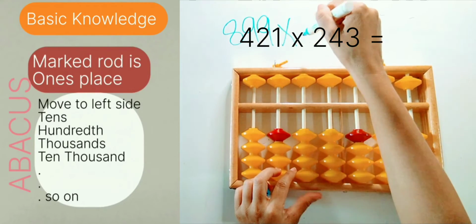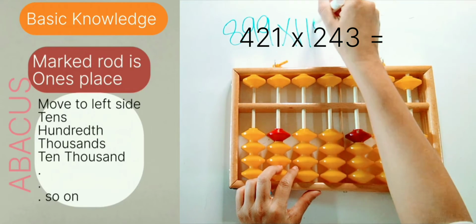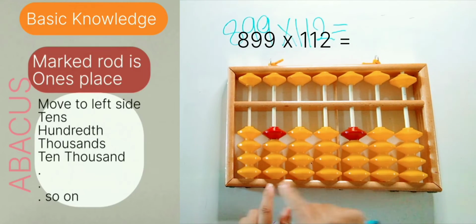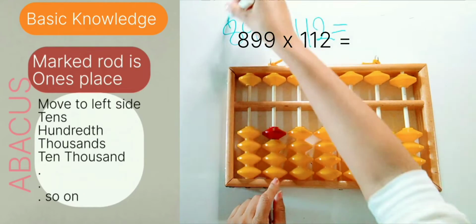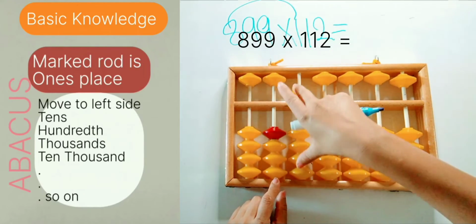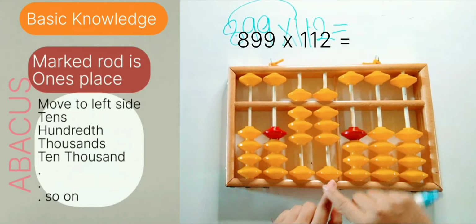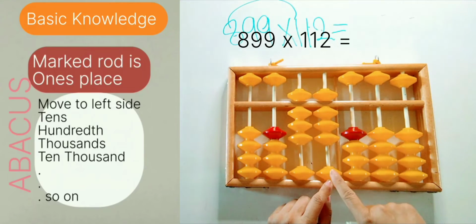899 multiplied by 112. Okay, this is 6 digits starting from this dot. 8 times 1 is 08. Change. 8 times 1 is 08. Change. 8 times 2 is 16.